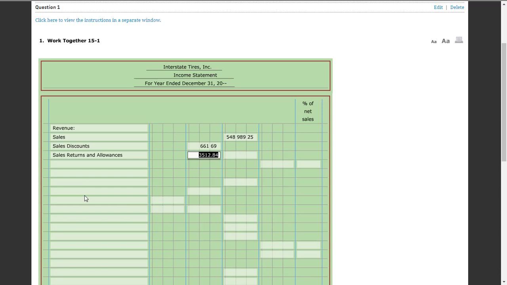Okay, so remember what I said. Your goal is to get your total to the right side. So we have an account called sales. We have two contra accounts to sales. Our two contra accounts are sales discounts and sales returns and allowances. So the main thing that we have to do is add up our two contra accounts and subtract that from my sales account to get my total to the right.